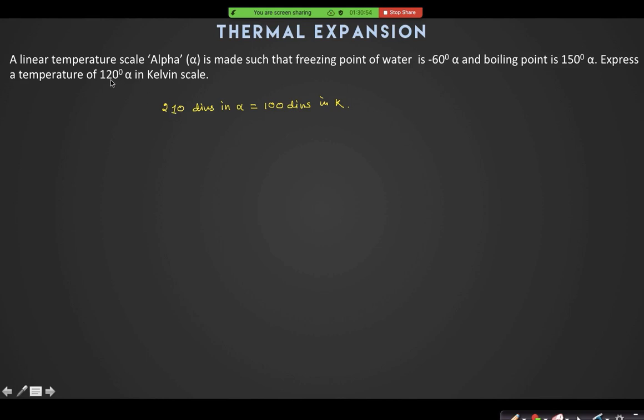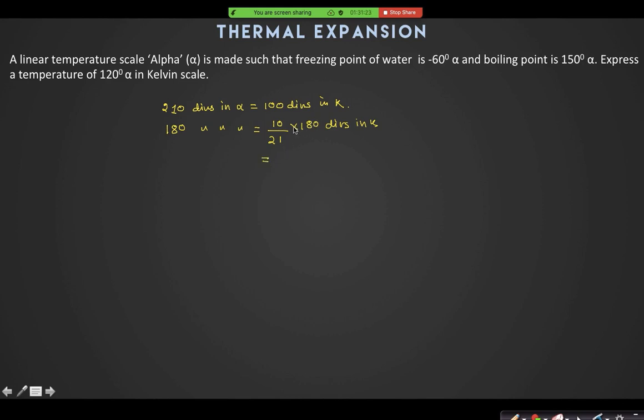So how many divisions are there in 120 degree alpha? It is 120 minus of minus 60, that is 180. So 10 by 21 into 180 divisions in Kelvin, which is 600 by 7.